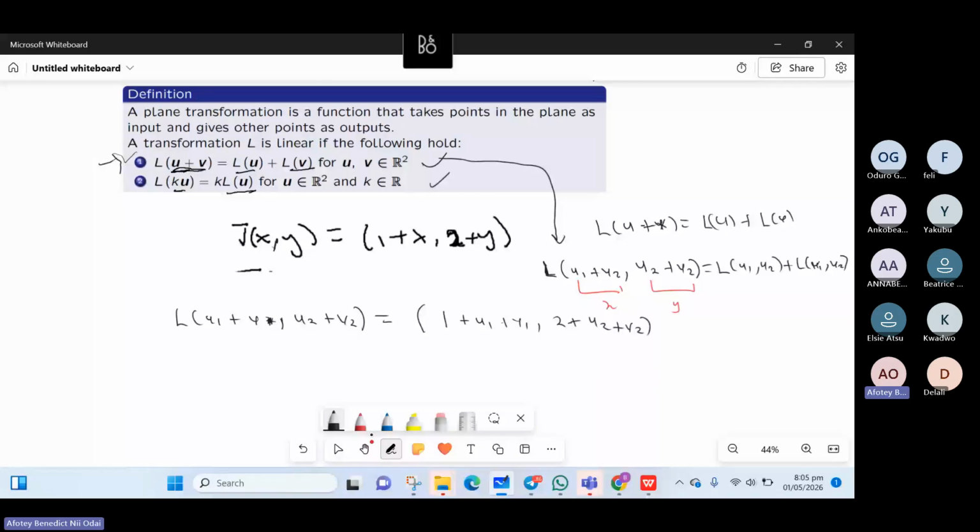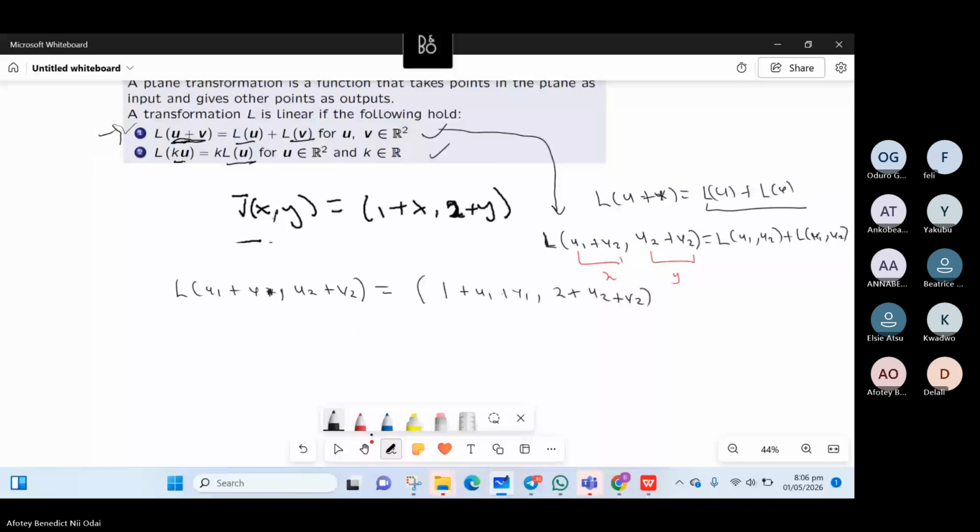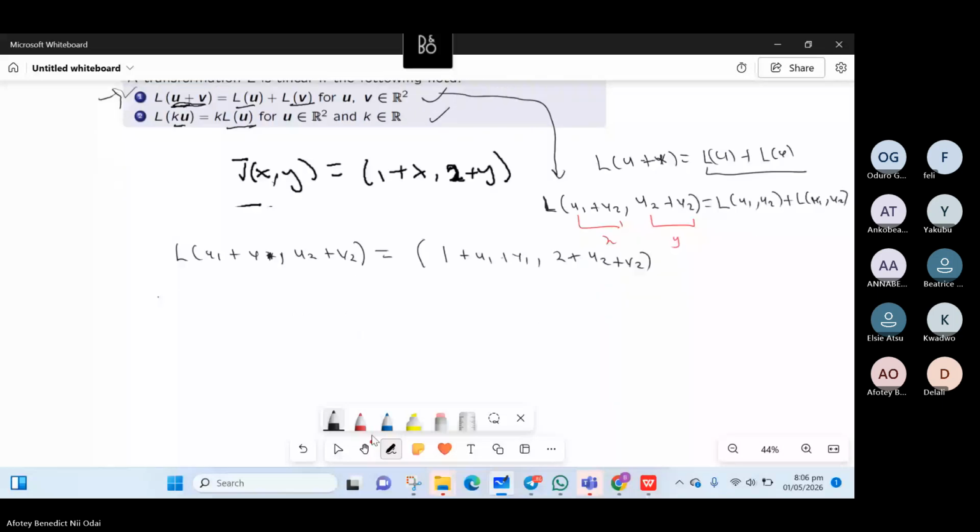Now let's find this part as well. We found the first part, so let's find this part. L(U1, U2) is equal to 1 plus U1, comma 2 plus U2. L(V1, V2) is equal to 1 plus V1, comma 2 plus V2.